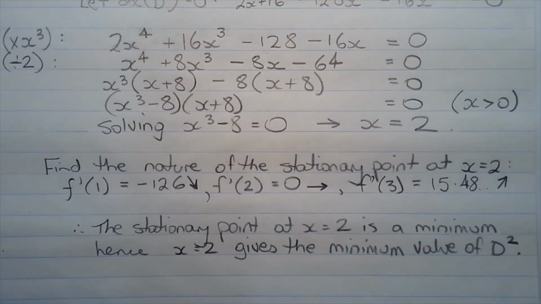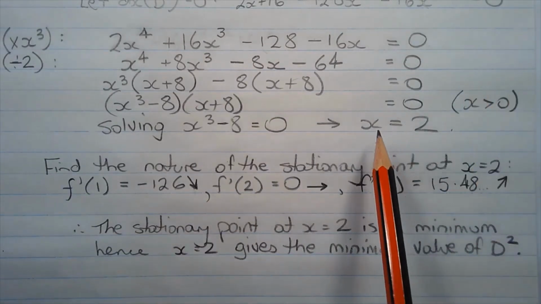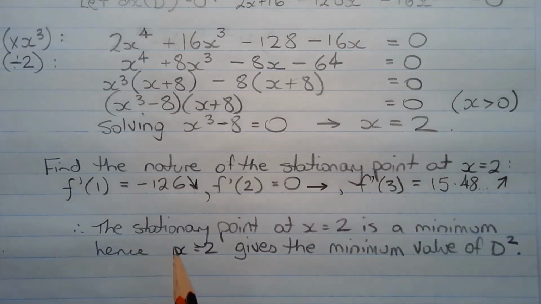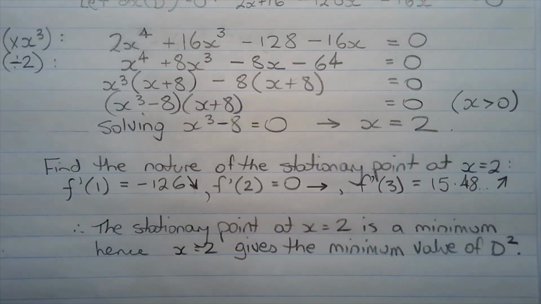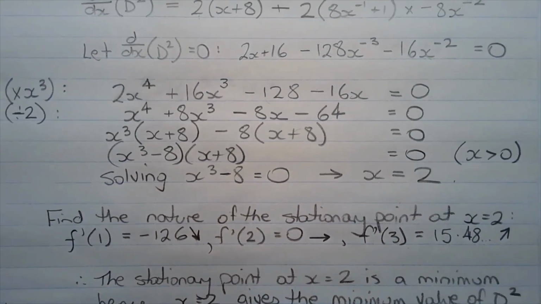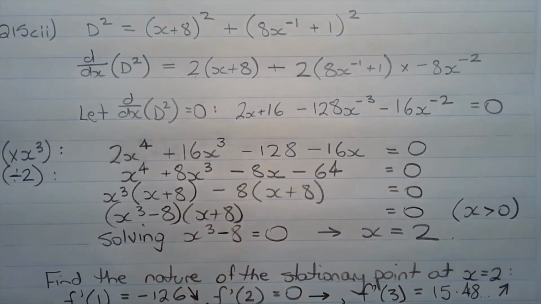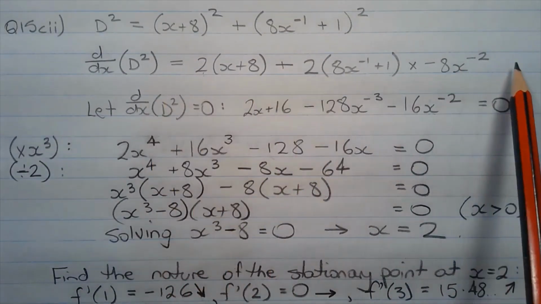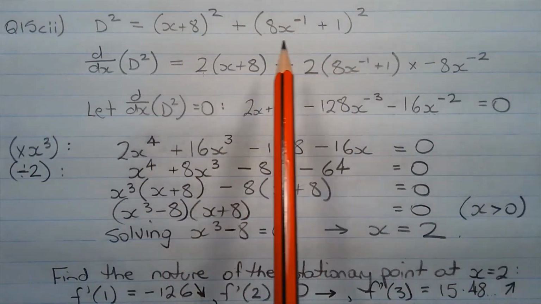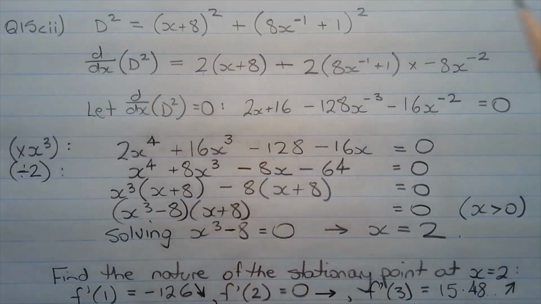So next we need to find the nature of that stationary point. And we can do that by testing the value of the derivative on either side of x equals 2. So I'm going to choose x equals 1 and x equals 3 and just find the value of the derivative at those 2 points. So f dash of 1, so I'll just go back to the derivative. So using this expression here, so substituting x equals 1 and also x equals 3.